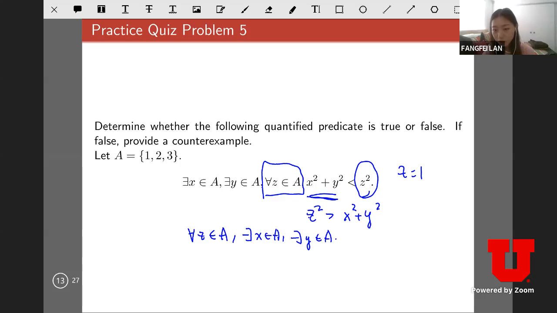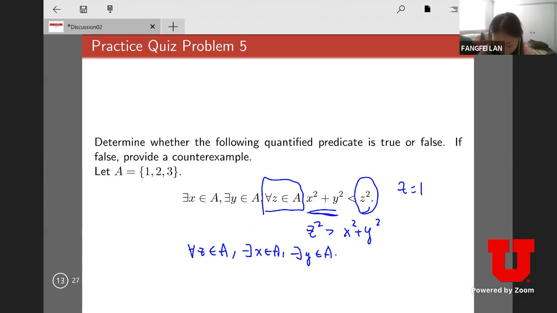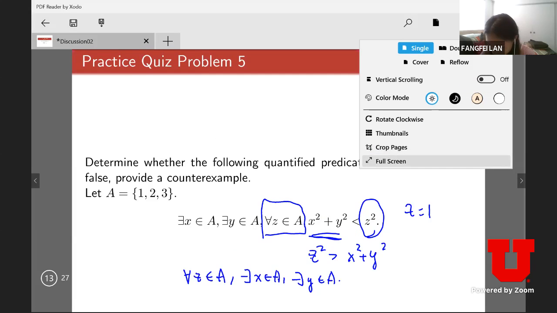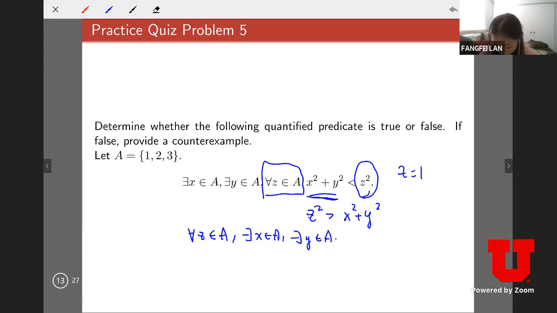So many questions. Okay, can we go through question 5 in its entirety? Sure, let's do that. So we have this statement right here: there exists x in A, y in A, for all z in A, x squared plus y squared is less than z. We don't know if this statement is true or false, right?